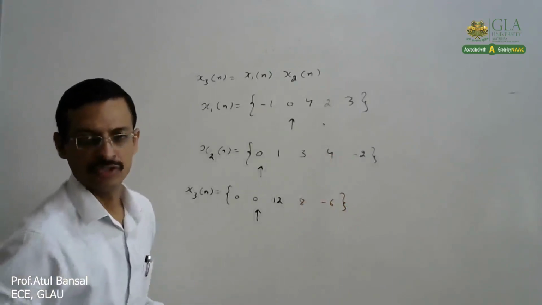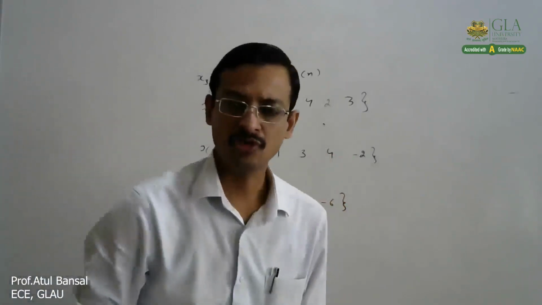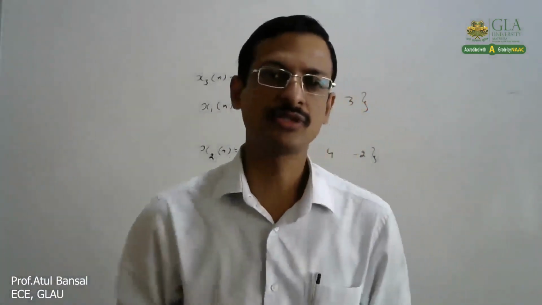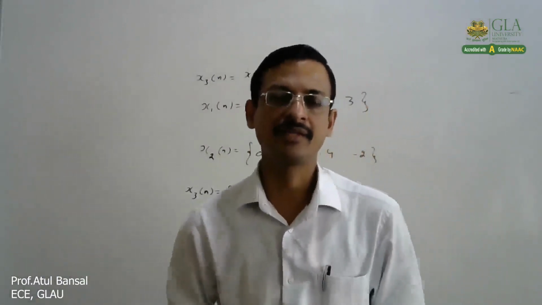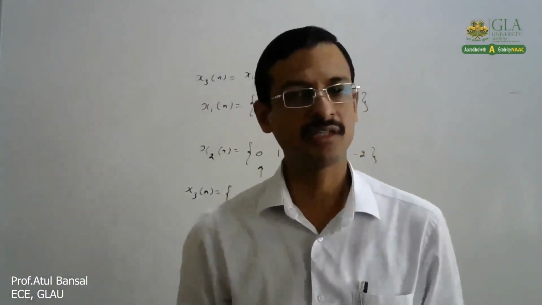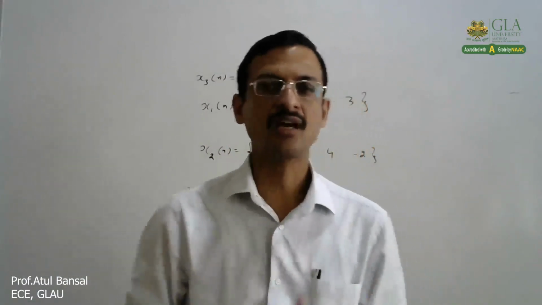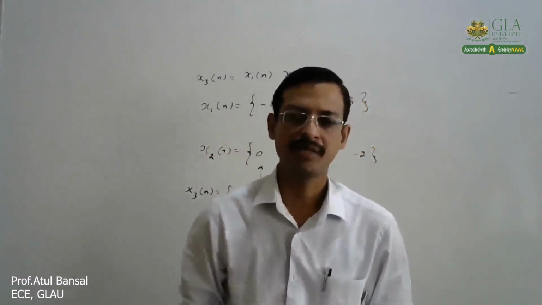So this is how the amplitude of the signal gets transformed or changed, whether we add the two signals, multiply the two signals, or multiply the signal by some constant that might be greater than 1 or less than 1. That is another name, called amplitude scaling. So this is how the transformations on the dependent variable are applied.